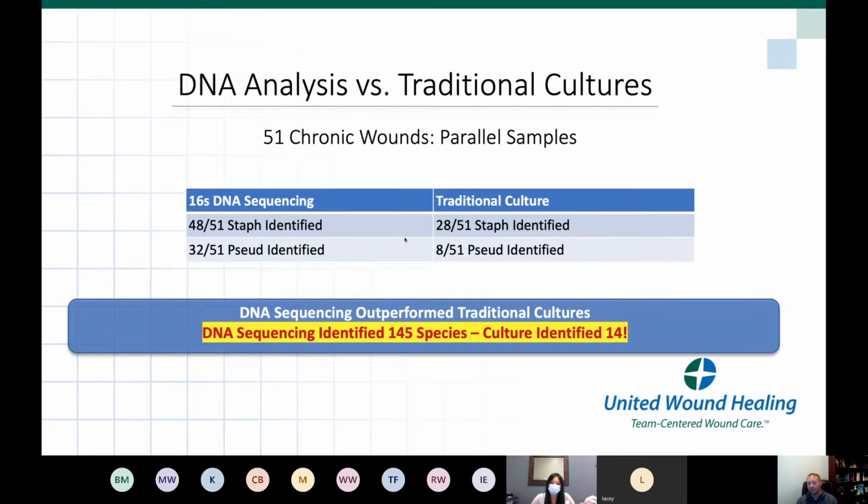So I don't know about you, but if I have a wound infection, particularly like a diabetic foot ulcer, and I might lose my toe or my leg because of it, I don't want a culture. I want you to tell me what is actually growing in it with DNA. So DNA sequencing is definitely the more appropriate thing to do when it comes to treating a chronic wound infection.